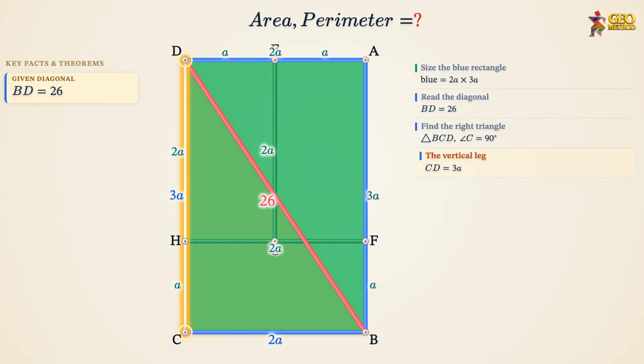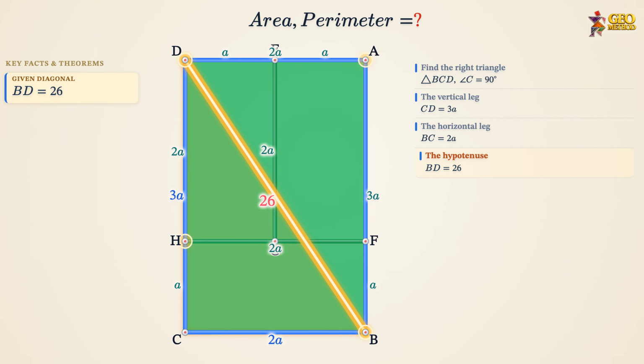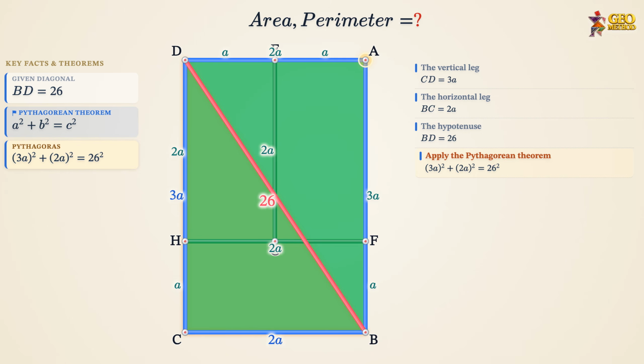The vertical leg, segment CD, is the full height of the rectangle, so it measures 3A. The horizontal leg, segment BC, is the full width of the rectangle, so it measures 2A. And the hypotenuse, segment BD, opposite the right angle, is the diagonal we already know, 26. The Pythagorean theorem says the two legs squared add to the hypotenuse squared. So 3A squared plus 2A squared equals 26 squared.